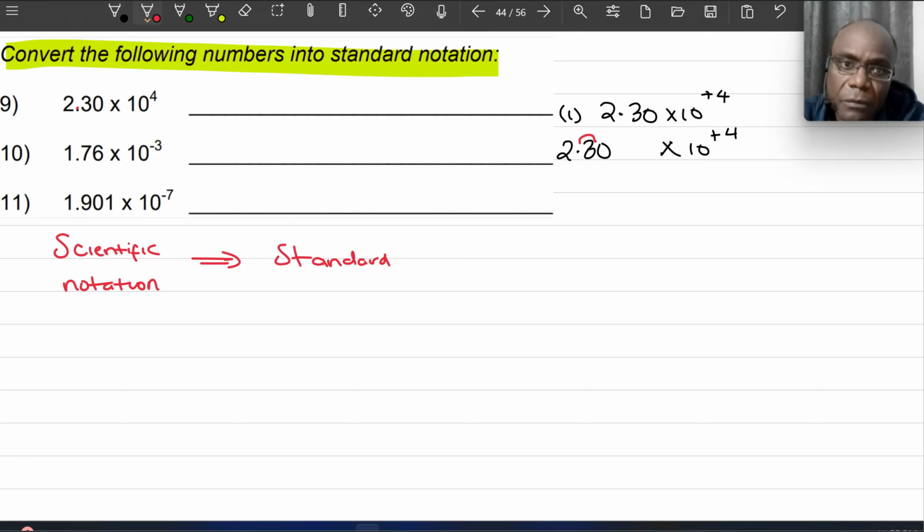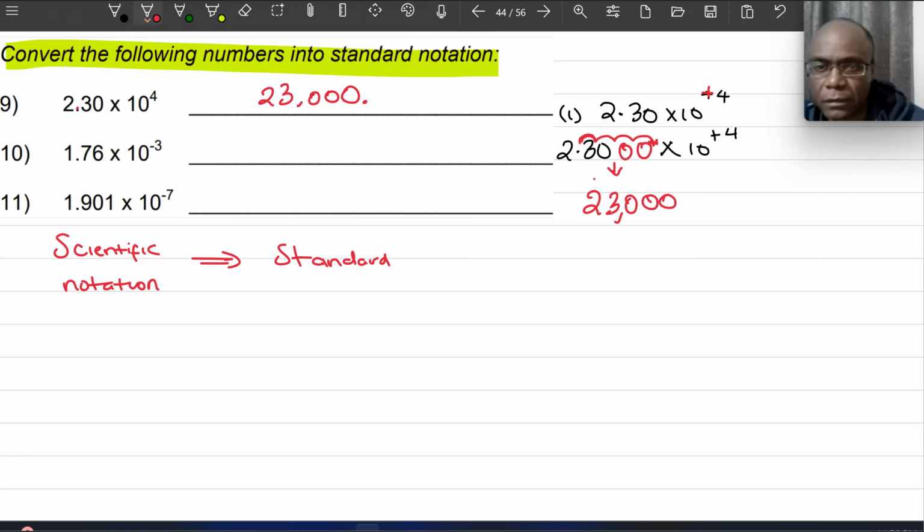That will mean that I have to go to the right. The positive is telling me in scientific notation, when it's positive, I have to go to the right 4 places. 1, 2, 3, 4. And I'm going to include zeros there. So when that happens, the decimal ends up here. That number is going to be 23,000. So the answer here is 23,000. You can put a period there or not put it, but that's correct.